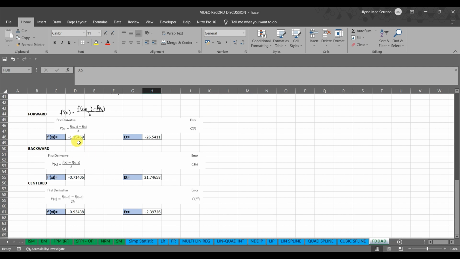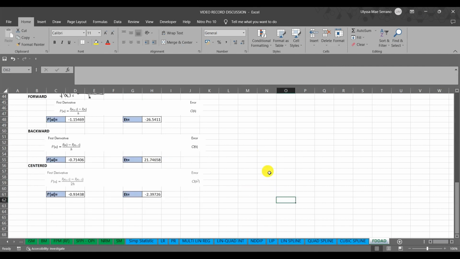So we will have here negative 1.15469, which will have an error of 26.54%, and negative 0.71406, 21.75%, and negative 0.93438, which will have an error of negative 2.39%, which is the same as the calculated values in example 4.4 from our PowerPoint presentation. So we're now done using Excel applying finite divided difference approximations of derivatives.